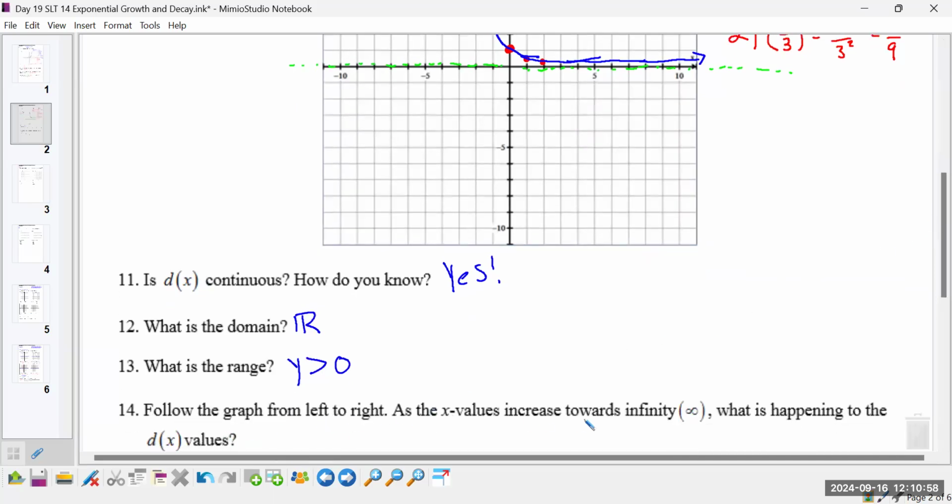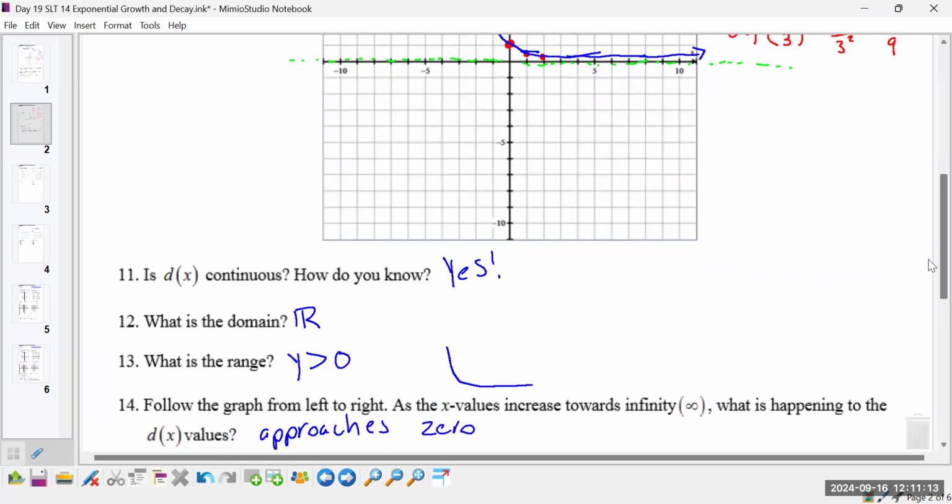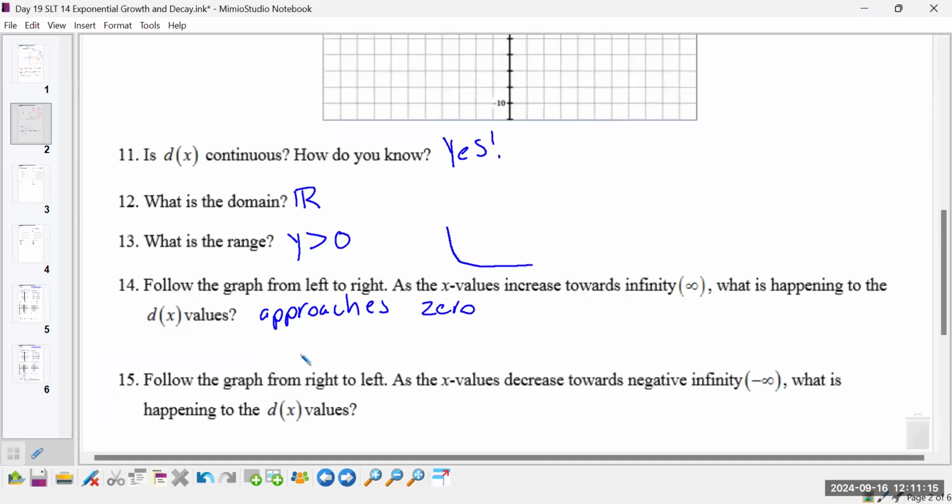Follow the graph from left to right. Well, now it's not increasing. Now, as I go from left to right, the graph's actually going down and it's approaching 0. If I go the opposite way from right to left, that's where they are increasing. So this actually means that the graph is decreasing as we move. Let's add that in our answer here.